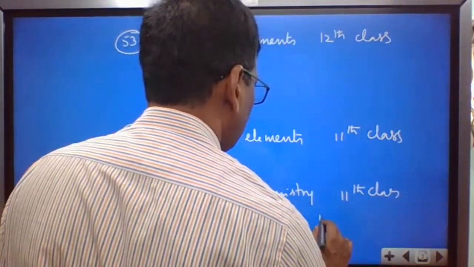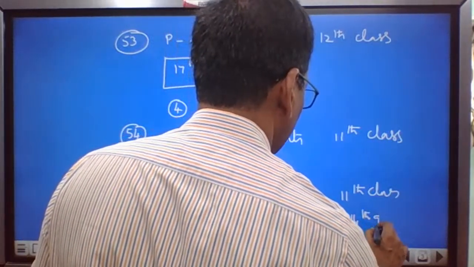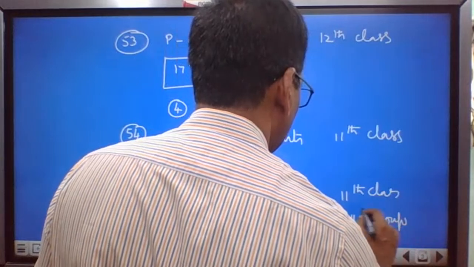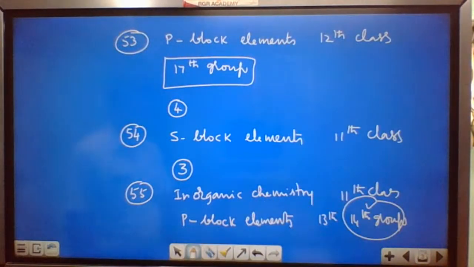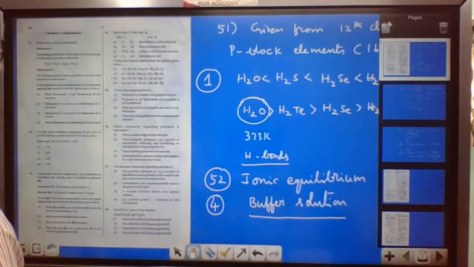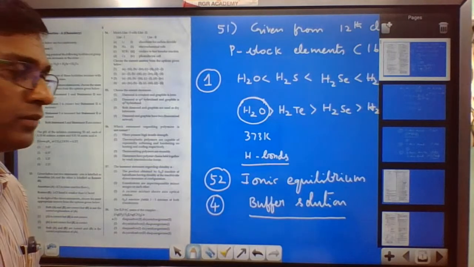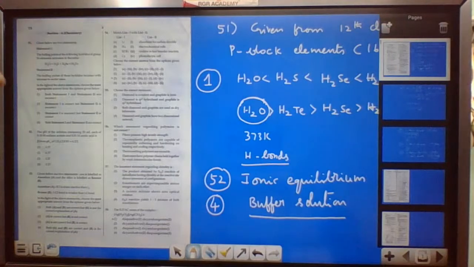In 11th class, we have the 13th and 14th groups. They gave this question from the 14th group. Let us go to the question. Choose the correct statement. That means out of 4, 3 of them are wrong. Only 1 is correct. Diamond is covalent and graphite is ionic.